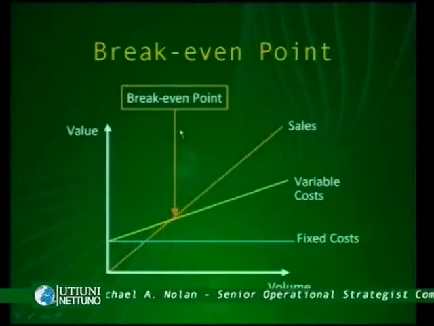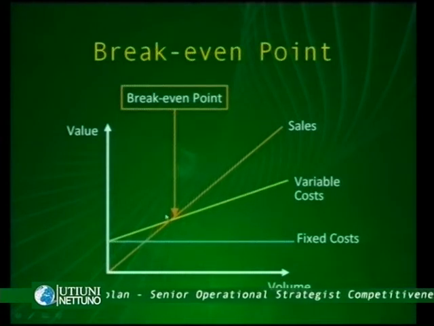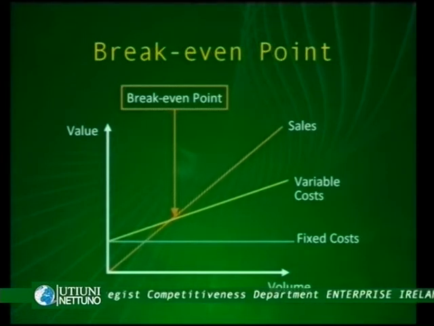Now, let's go on to the next one and give you an example. So, break-even point. We see here the break-even point is where the yellow and the orange lines intersect. And you're looking at how we can achieve this.